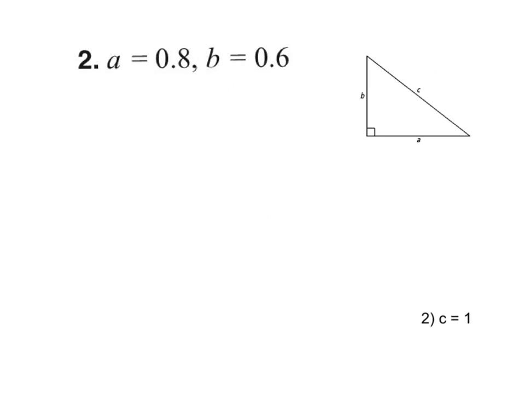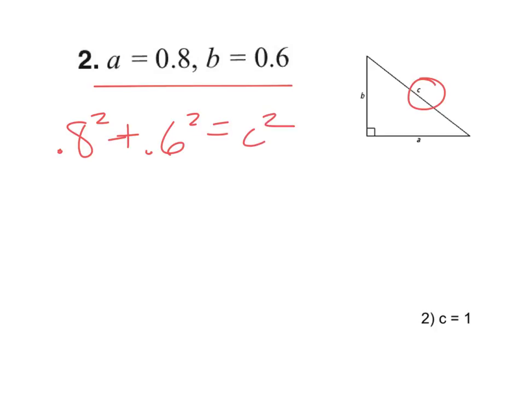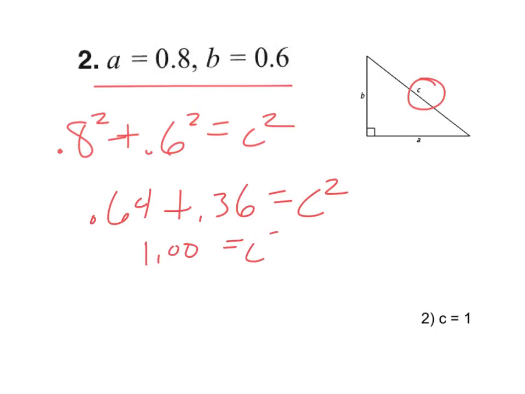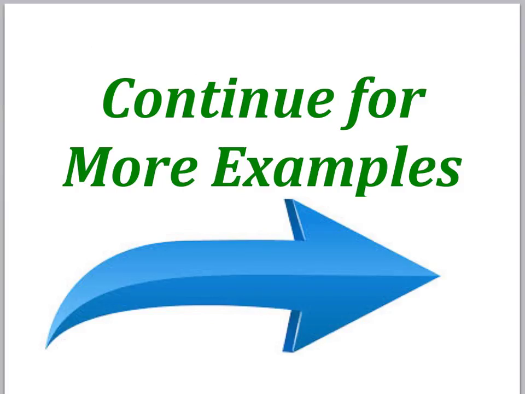Obviously, I can throw decimals, anything I really want to, and we're solving for c again. It's the one that's missing up here. And so we've got 0.8 squared plus 0.6 squared equals c squared. So we get 0.64 plus 0.36 equals c squared. Well, this is 1.00, right? Equals c squared. And so the square root of 1 equals c, so c is 1. Okay? Continue for another example from me.